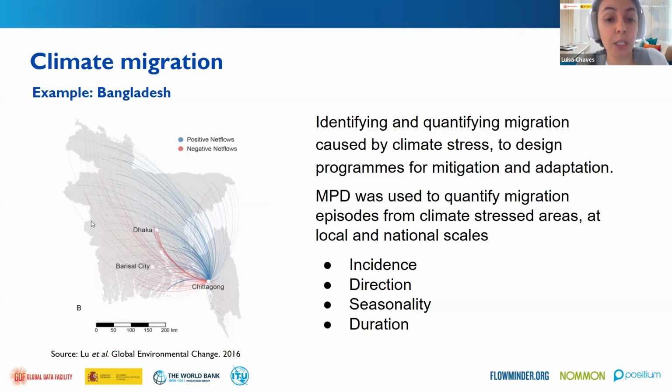In this case, mobile phone data was used to identify and quantify migration caused by climate stress. It provides insights into the incidence, direction, seasonality, and duration of the movements, critical information for designing effective mitigation and adaptation programs.